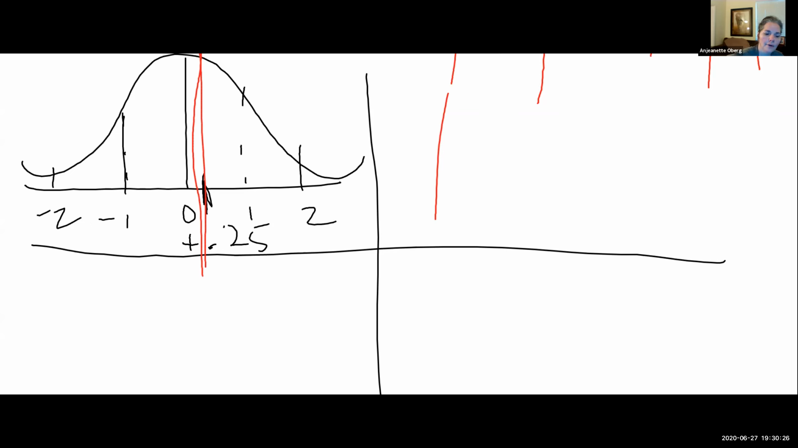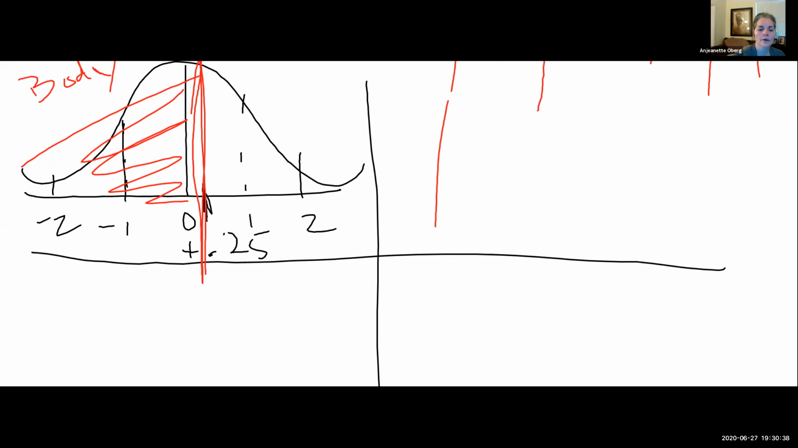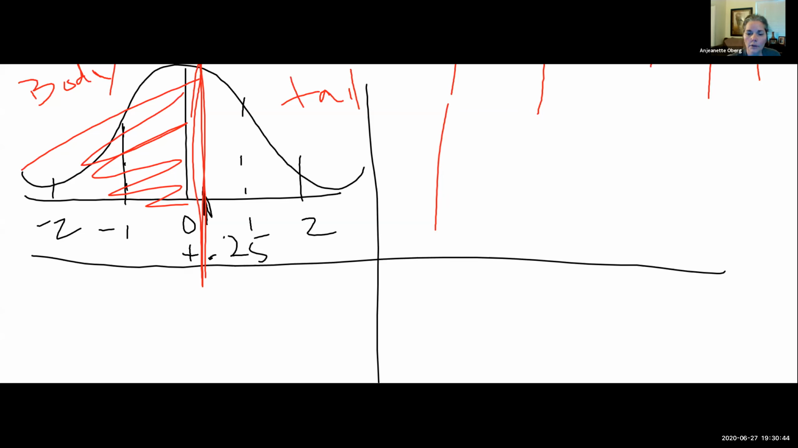So 0.25, right? And it's asking me for less than 0.25, so it's over here. And because that side's bigger, that's going to be the body, and over here is going to be the tail. So I need to go to my unit normal table, look at 0.25, and look at the proportion in the body, and that's going to be 59.87%. So 59.87%, okay?